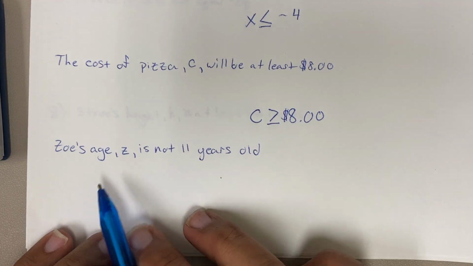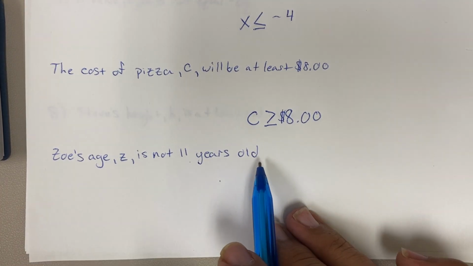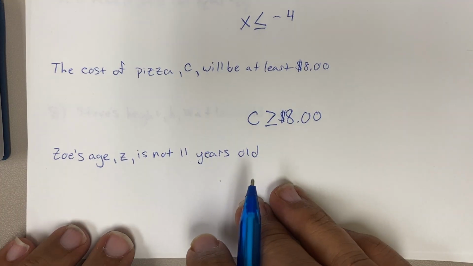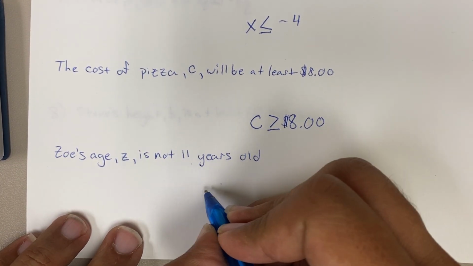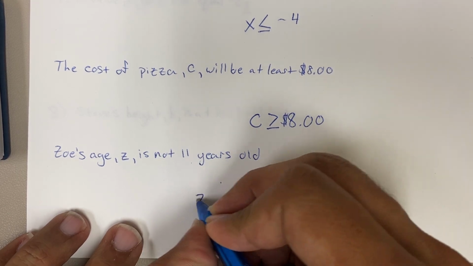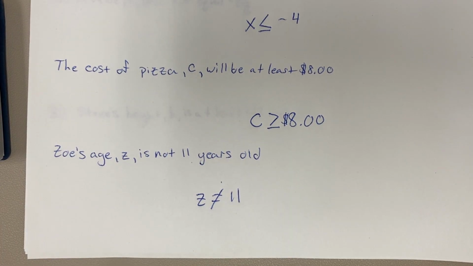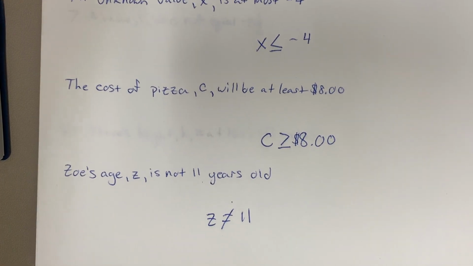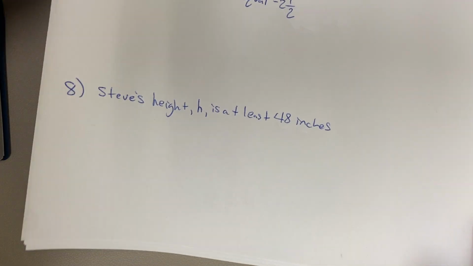Zoe's age, Z, is not 11 years old. So not, which was represented in the beginning vocabulary, is going to be represented with an equal sign with a line through it. So Z is not 11. One of the easier questions you're going to be getting in this section. Z is not 11, and that's represented with that, because it's not an equal sign. All right, now let's go to the next ones.